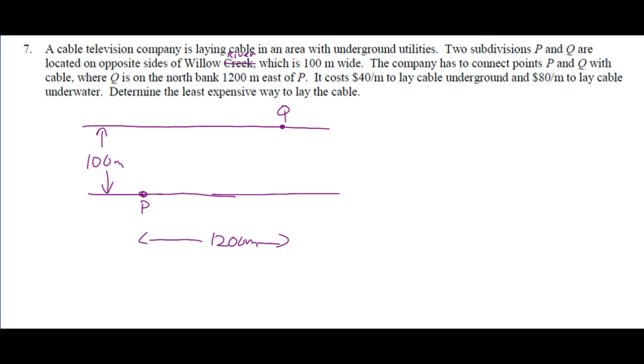Okay. What else do we have? Company P. It costs $40 per meter to lay cable underground and $80 per meter to lay cable underwater. Determine the least expensive way to lay the cable.